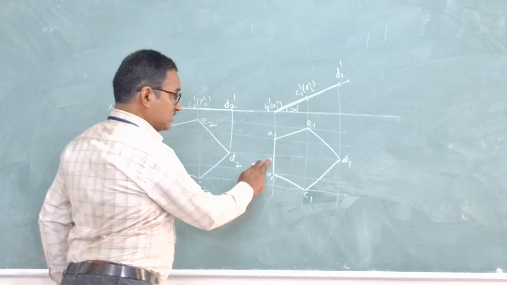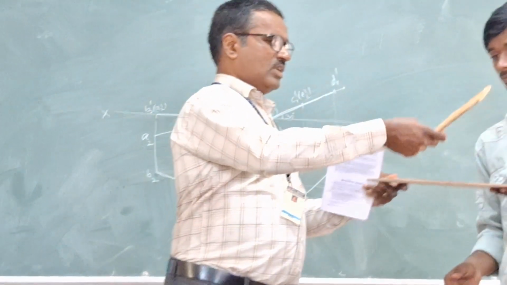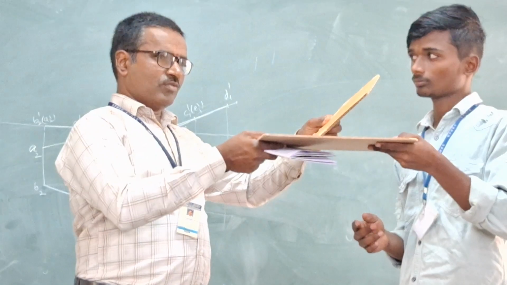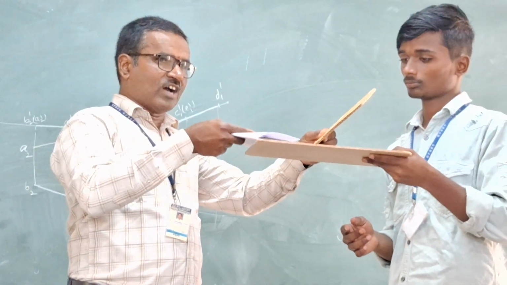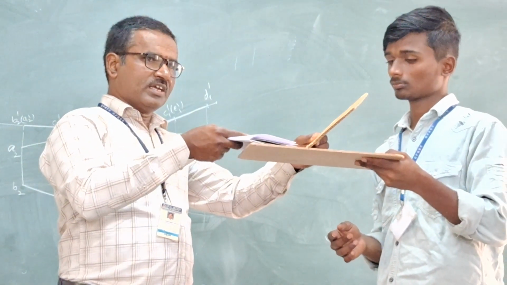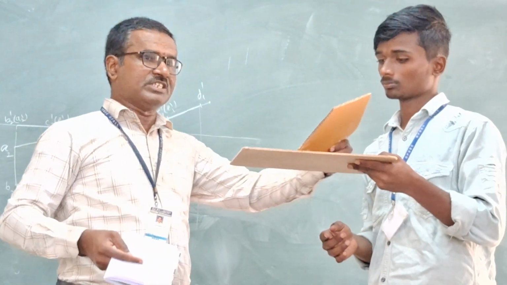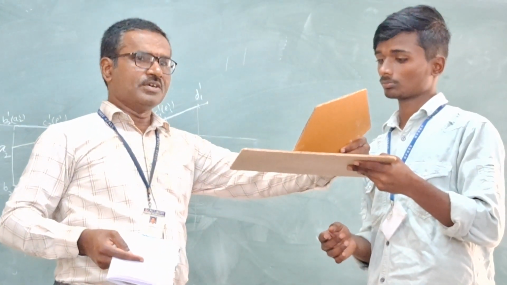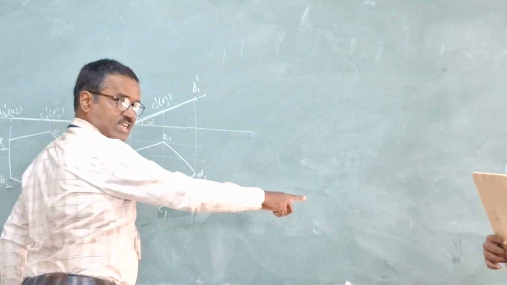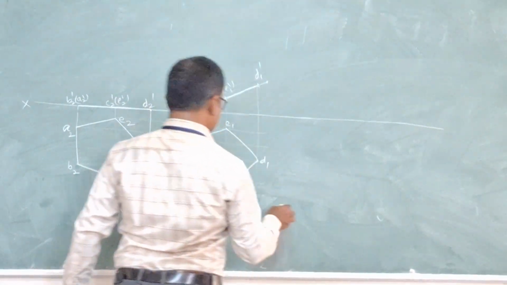Now this top view, turn it once again. This is the inclination, 30 degrees inclined to the HP. Now the edge consists in the HP and it is parallel to HP. This edge is making 60 degrees inclined to the VP. So that's why I need to rotate this top view 60 degrees inclined.